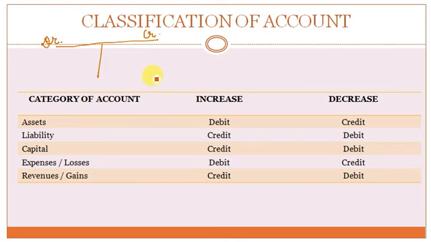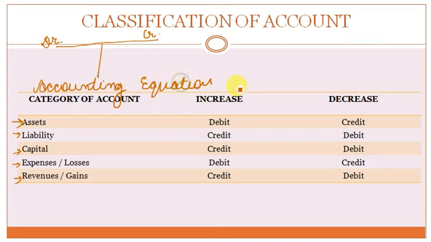And for the purpose of recognition of rules of debit and credit, we categorize all the transactions in these 5 categories. As you can see, these 5 categories are based on the accounting equation. So this is also called the accounting equation approach. We can explain it as the accounting equation approach.